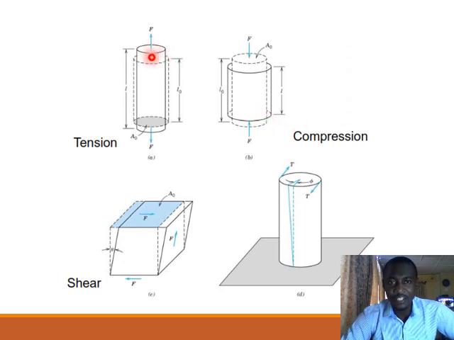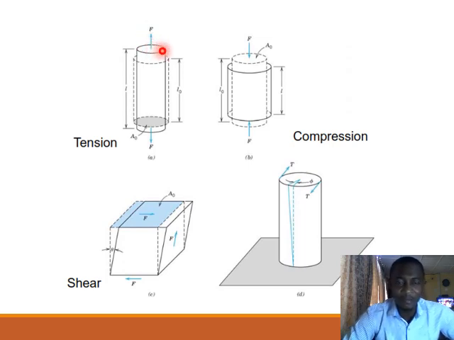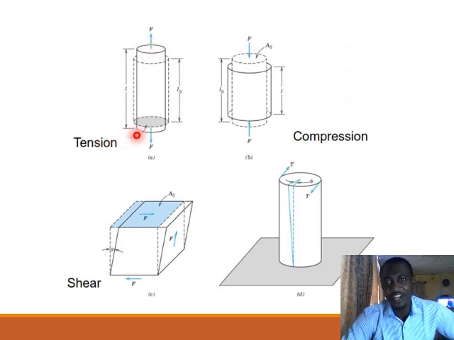If you take a look at this, my laser pointer, from figure A under tension, you see the surface. This is the surface upon which the load is applied, and the direction of the force is perpendicular to that surface. So you will see that the force application is perpendicular to the surface, so you have a tensional loading. For compression loading, you have a similar situation. The applied force is also perpendicular to the surface. However, there is a difference between these two in terms of the direction of the applied force.